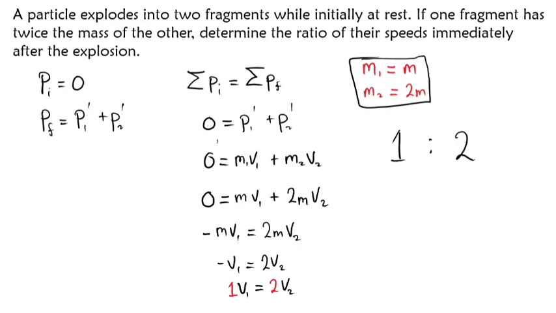Now understand that the 2 is for the small fragment, while the 1 is for the large fragment, because we're saying that we need 2 of these to create this. So that's why we have that. This is v for the large one. This is v for the small one. So there you have it. This here is our ratio.